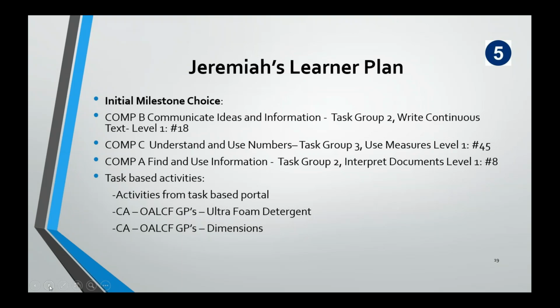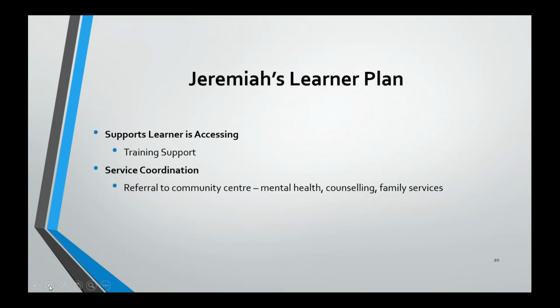And again, depending on the activity and what the indicators are, you may have to give other pieces of assessment as well to make sure that all the skills and knowledge acquisition is there. We're also taking a look at other supports that the learner is accessing. He's going to access some training support from the program and service coordination. We are going to refer him to the community center for family services. Perhaps Jeremiah will end up taking some mental health classes and maybe receiving some extra counseling.